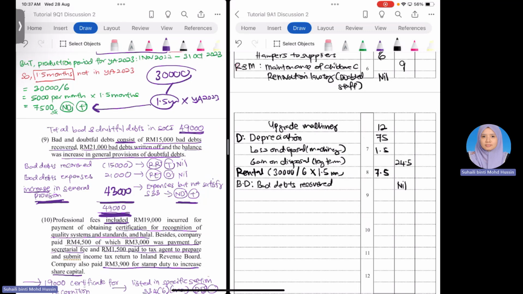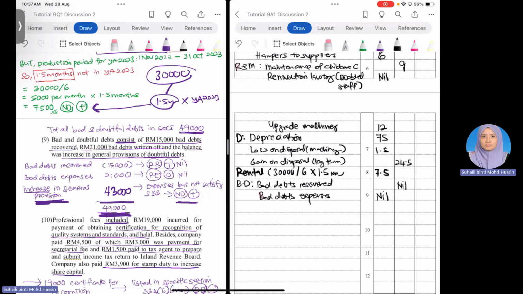Okay, the second item in the bad and doubtful debts is bad debt expenses. So bad debt expenses is a revenue expenditure, a normal expense, but already deducted in the SOCI in arriving at net profit before taxation, so no adjustment is needed. Just look at it as nil. You already did it in SOCI and that's enough, because the amount is already included in the net profit before taxation.